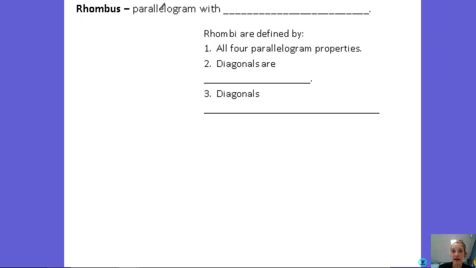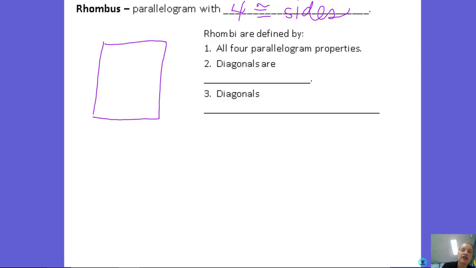A rhombus is a parallelogram with 4 congruent sides. So a rhombus, or plural, you'll see rhombi. Rhombi are defined by all 4 parallelogram properties. So opposite sides are congruent, opposite angles are congruent, consecutive angles are supplementary, and the diagonals bisect each other.